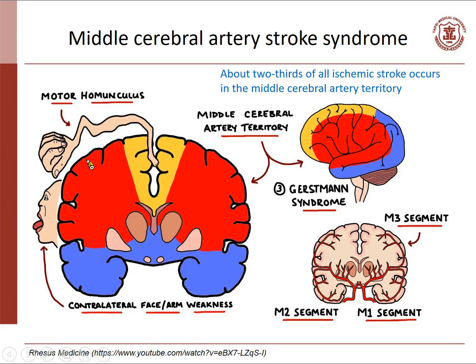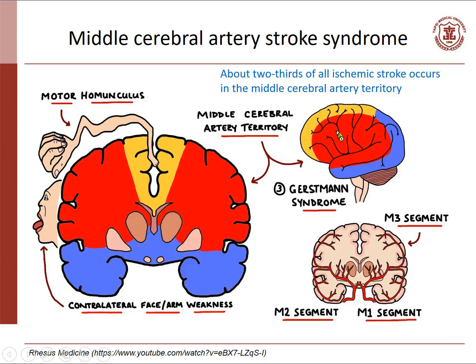And for middle cerebral artery stroke syndrome, we can see this cartoon showing the neural anatomy. There's a distribution of the supply of the middle cerebral artery here. The area supplied by the middle cerebral artery includes the face and the arms. And the anterior cerebral artery is here, supplying the leg. So for a middle cerebral artery stroke, the patient may have facial weakness and arm weakness and leg weakness.